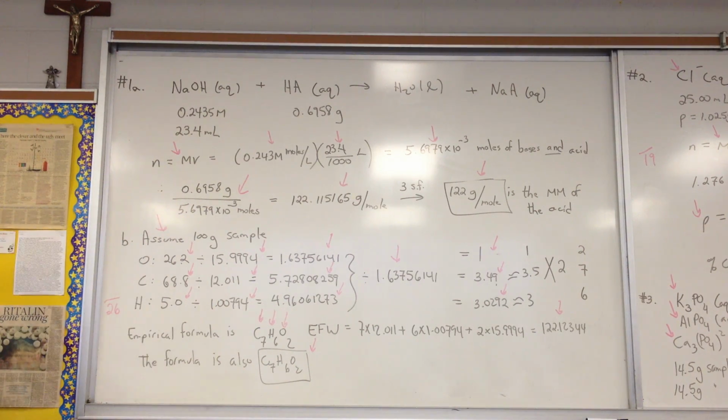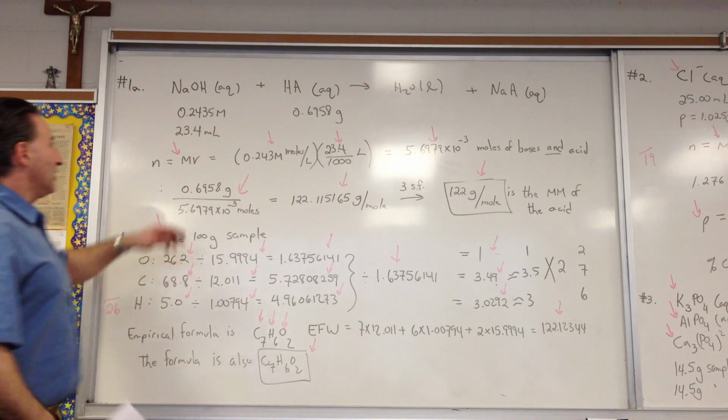Okay, this is a unit test. And in the first question, we were asked, by titration, 23.4 mLs of 0.2435 molar sodium hydroxide is needed to neutralize a 0.6958 gram sample of an unknown acid. What is the molar mass of the acid if it is monoprotic? That's the first part of the question.